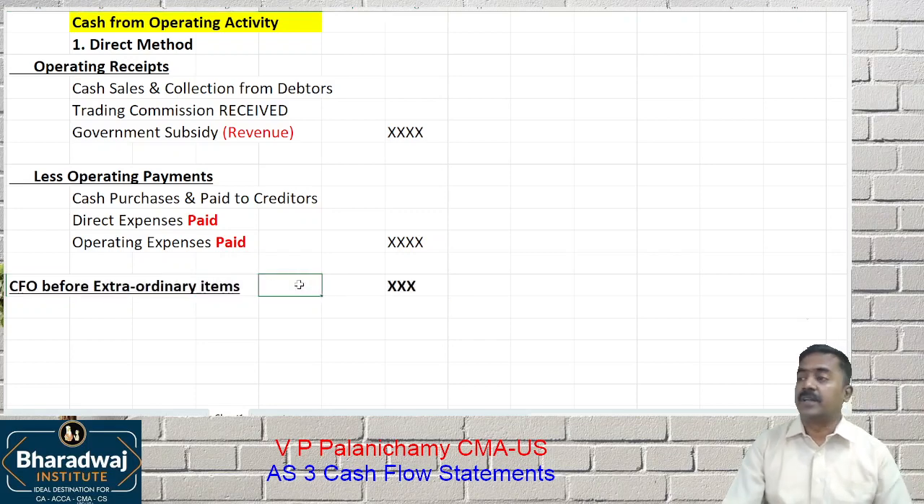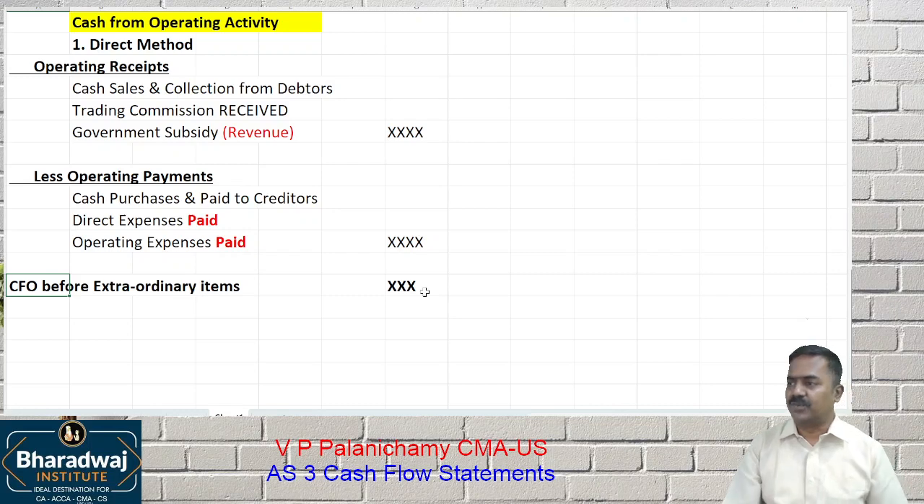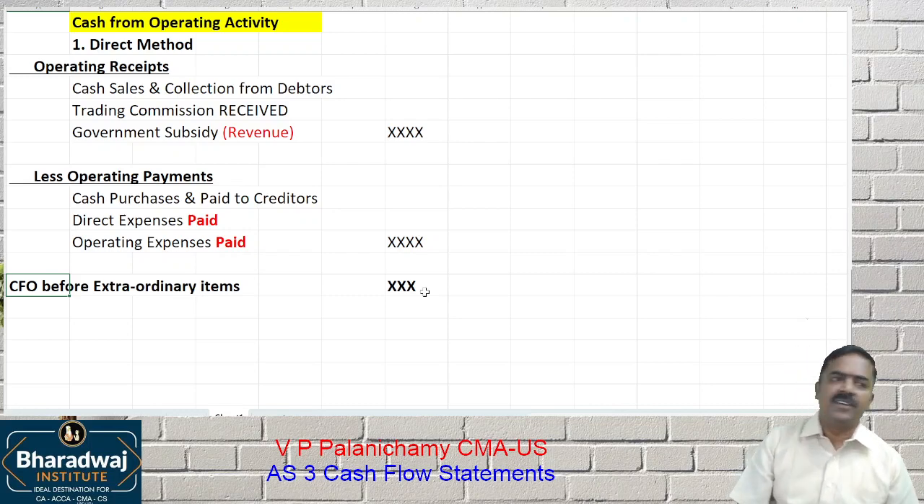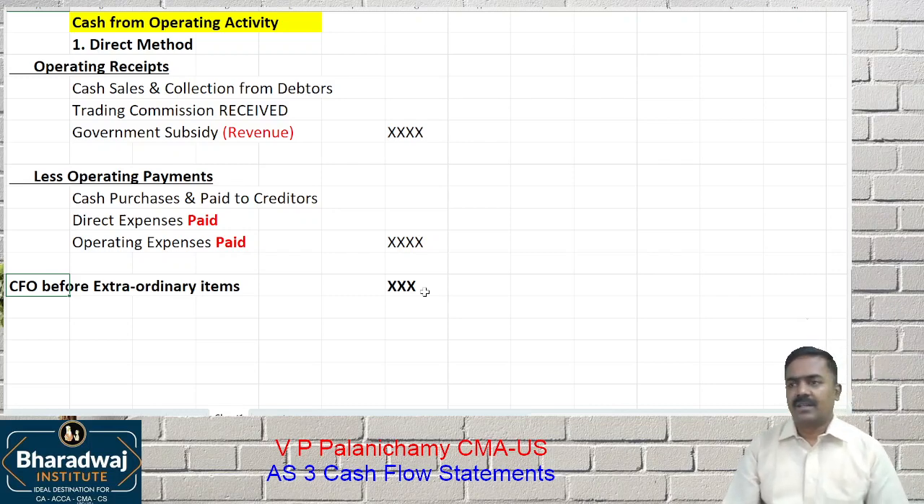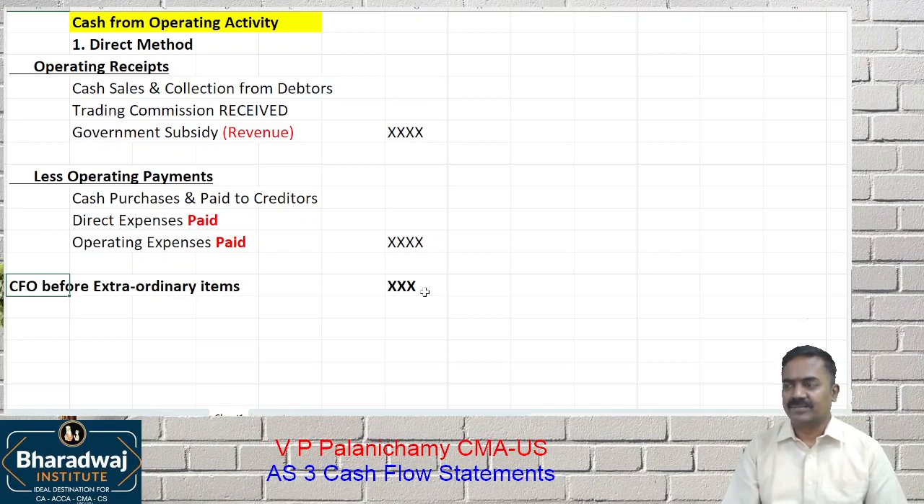Extraordinary items should not happen in the business. If they happen, they will result in heavy inflow or outflow. What do you mean by heavy inflow or outflow? For example, you have taken building insurance. The neighborhood tried new construction, and because of that, your building collapsed. What will you get? You will get insurance compensation.